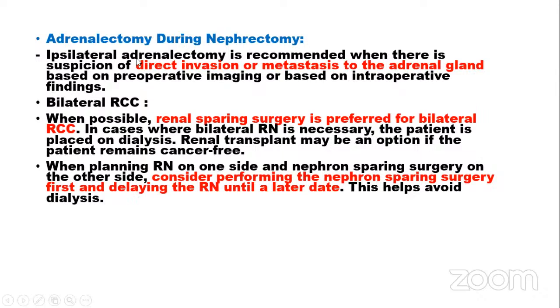We spoke previously about adrenalectomy during nephrectomy. Ipsilateral adrenalectomy is recommended when there is suspicion of direct invasion or metastasis to the adrenal gland based on preoperative imaging or intraoperative findings. We spoke about the bilateral case previously.